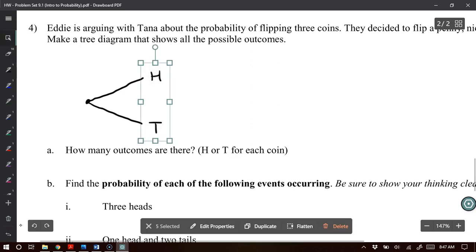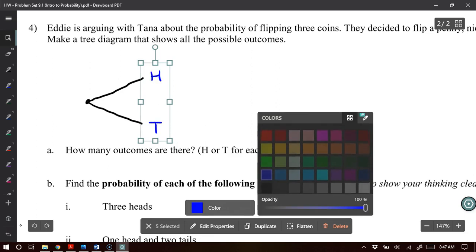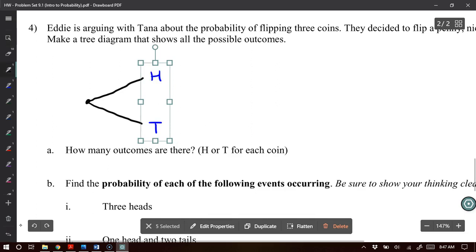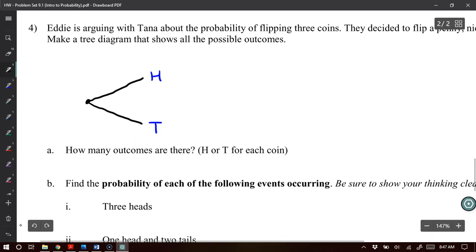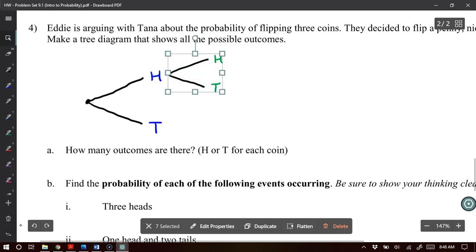event. And I'm going to change these colors. Let's make it blue. Then I have next flipping a nickel. So I should have 2 more branches coming off. I should have a branch here and a branch here. And we'll do the nickel in green. Can have a heads and a tails. And I have the same idea for the next one. I could have a heads and a tails here.